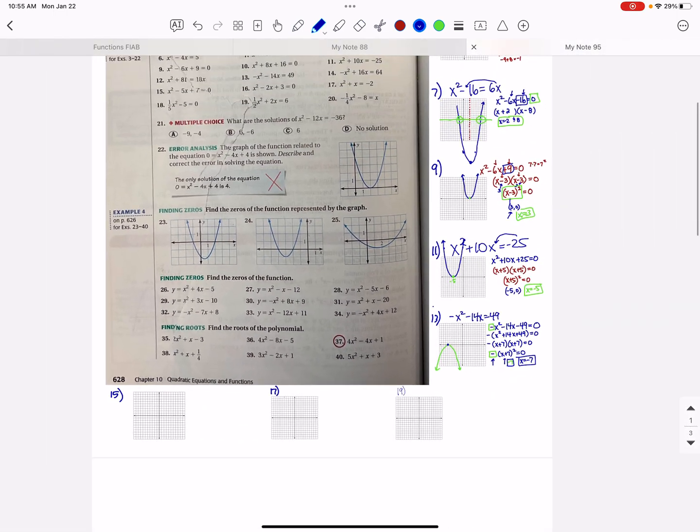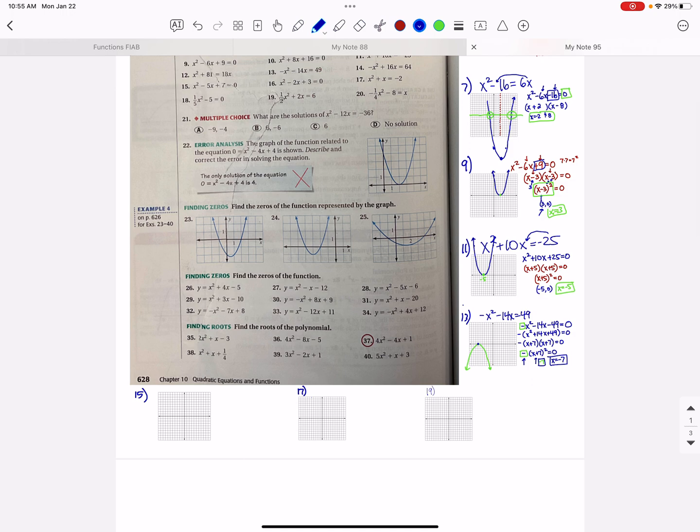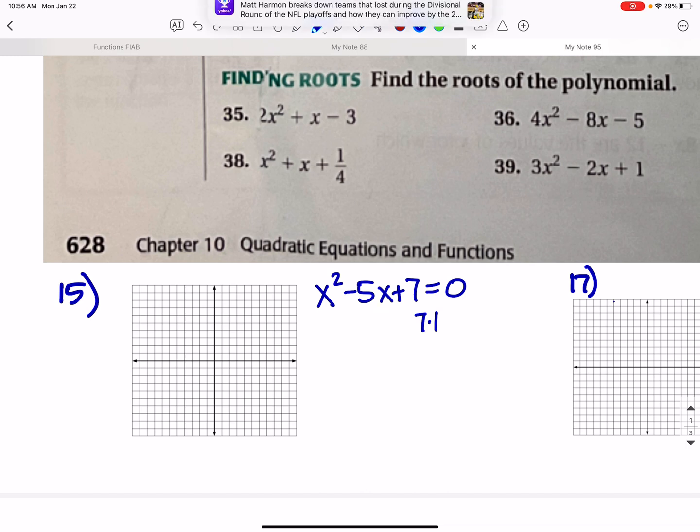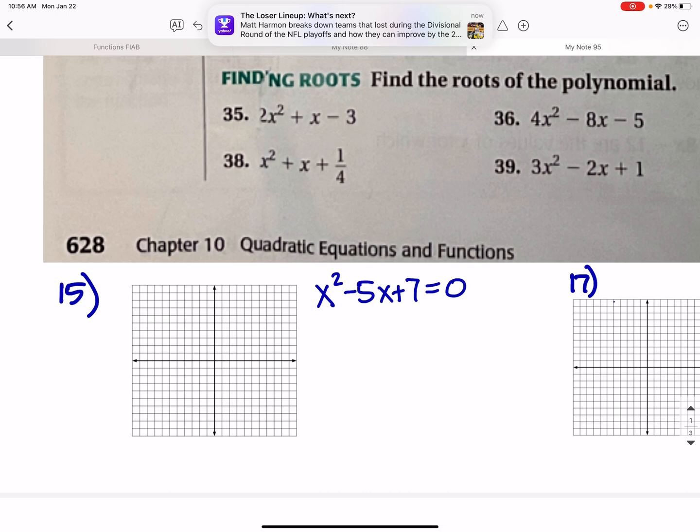Number 15. Yes, these are complicated. X squared minus 5x plus 7 equals 0. Okay, sometimes you can't factor these. Like right now, I've got to think of a number that multiplies to 7. Well, just 7 and 1. But those numbers don't add up to negative 5 anyway. So I can't factor this. So what do I do? I use some tricks.